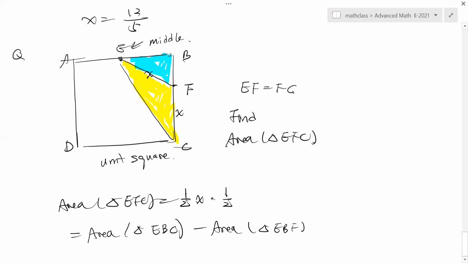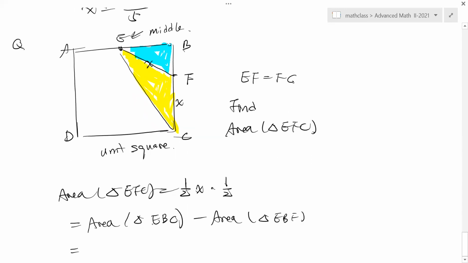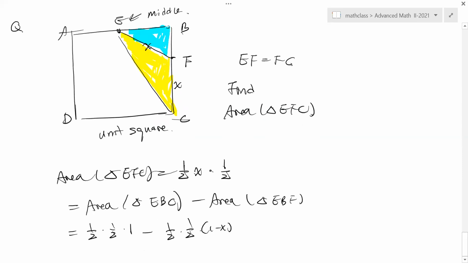That's fine. So then EBC is going to be half of 1/2 times 1, right? This is the area of the larger triangle minus the area of the small triangle. This is the base, and the height is BF. BF is 1 minus x. So after you simplify it, you still get x over 4. So basically it's the same.